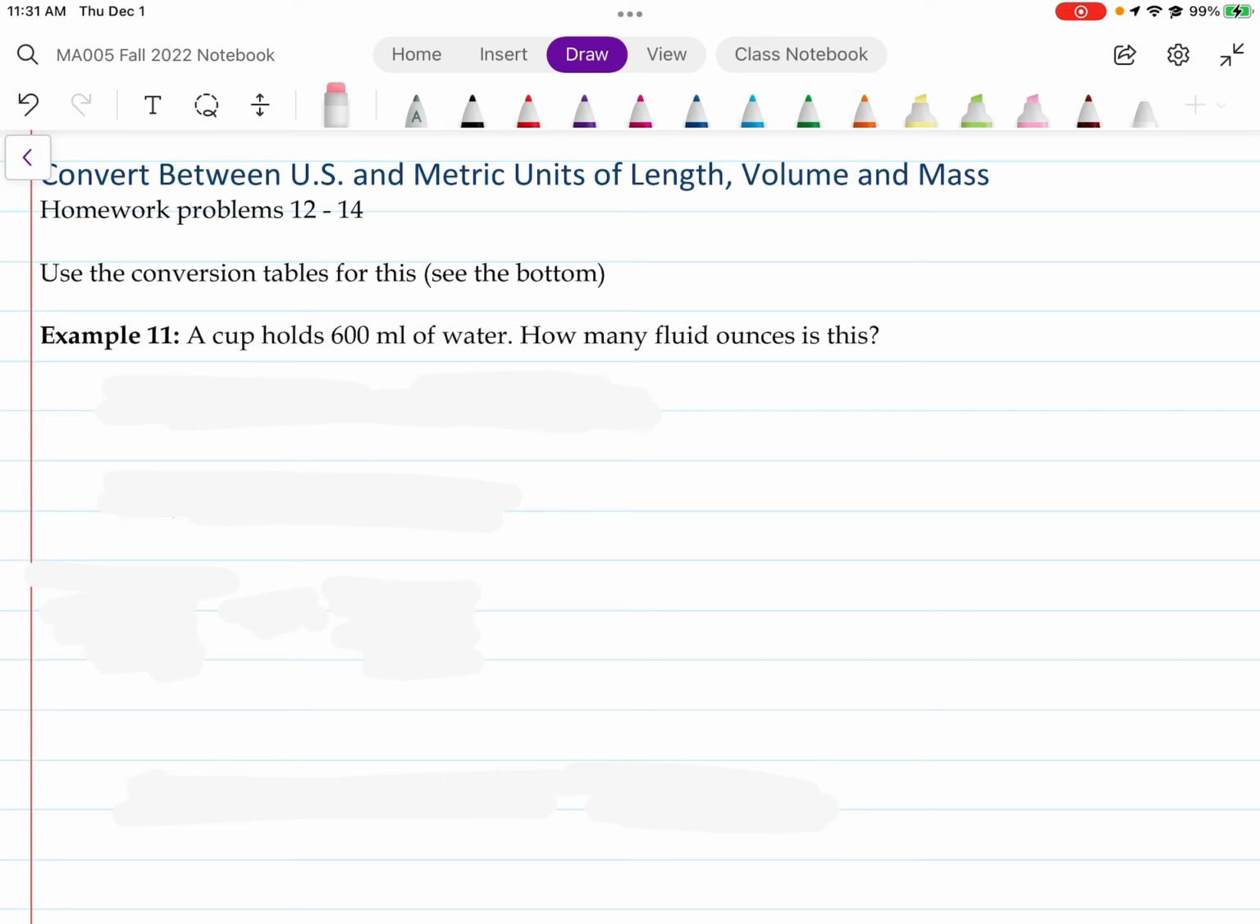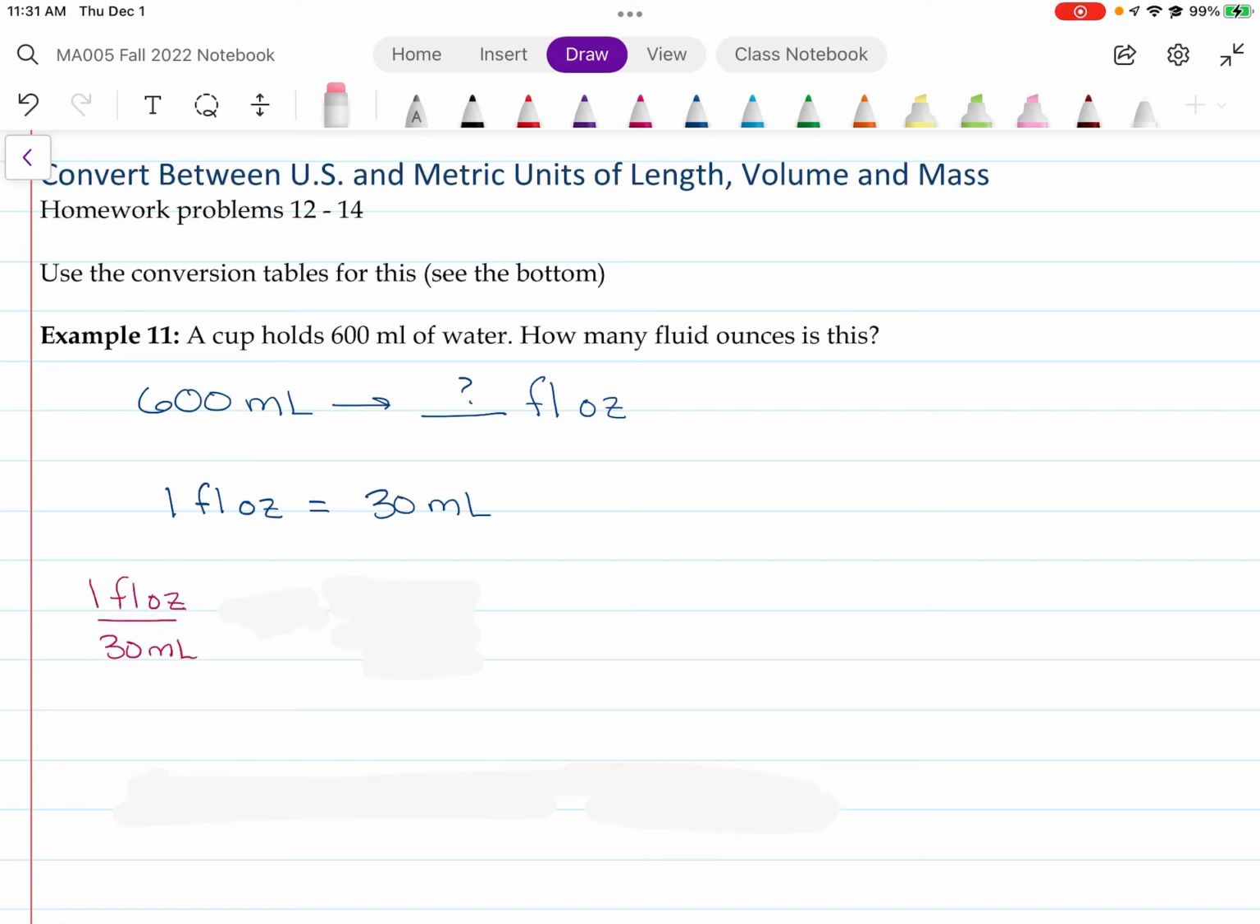The first thing you have to do is set up what you're converting from and to. That's step 1. Step 2 is to find your conversion factor. 1 fluid ounce equals 30 milliliters. That's probably not very familiar to you, so I would definitely use the sheet that you were provided with. We need to set up 2 different choices: 1 fluid ounce per 30 milliliters, or 30 milliliters per 1 fluid ounce.